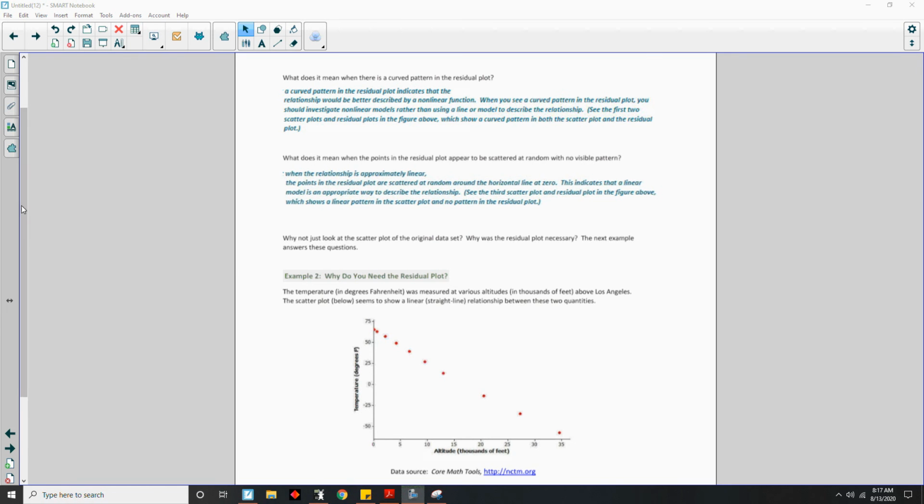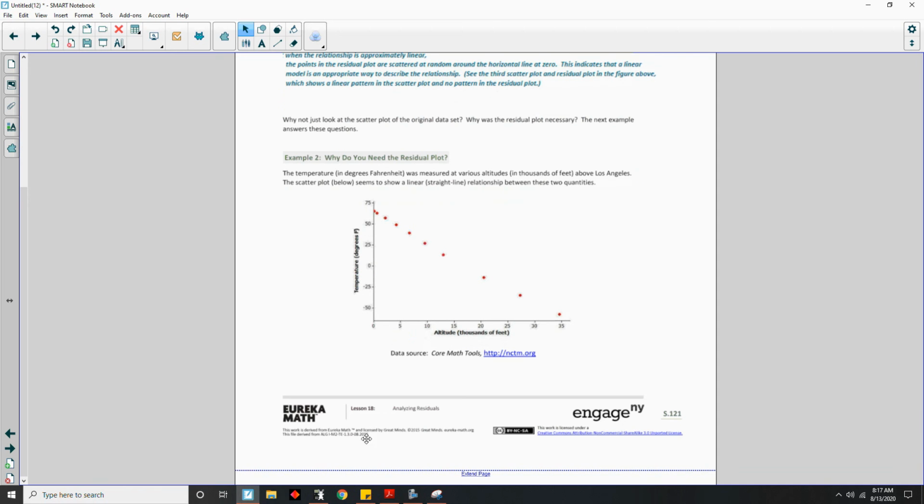Okay, so moving on, it says, why not just look at the scatter plot of the original data set? Why was the residual plot necessary? The next example answers these questions. So example 2 says, why do you need the residual plot? The temperature in degrees Fahrenheit was measured at various altitudes. The altitude in thousands of feet above LA will be our x-axis. The scatter plot below seems to show a linear, straight line relationship between these two quantities. Okay, so we'll take a look at this.